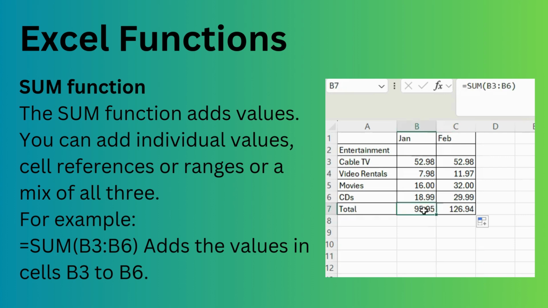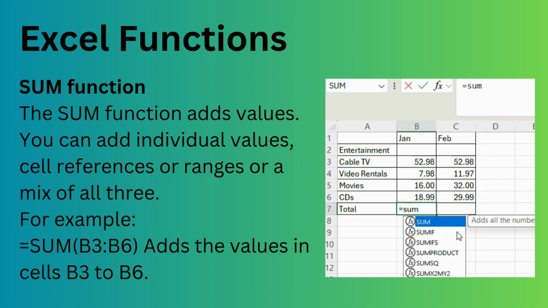Excel functions. 1. SUM. The SUM function, as the name suggests, gives the total of the selected range of cell values. It performs the mathematical operation, which is addition. Here's an example of it below. SUM function. The SUM function adds values. You can add individual values, cell references or ranges, or a mix of all 3. For example, =SUM(B3:B6) adds the values in cells B3 to B6.